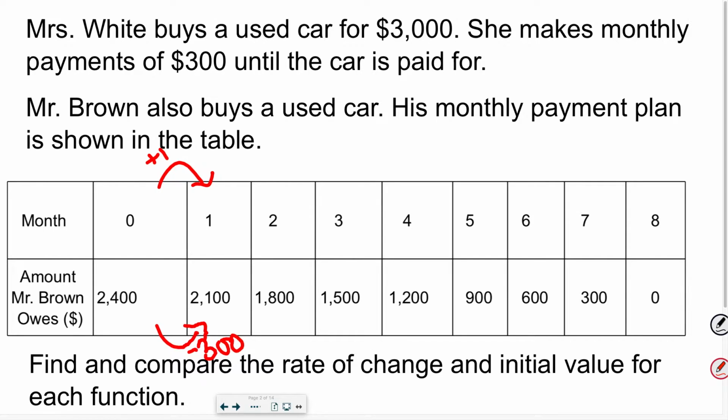So for every 1 month, we're decreasing $300, because that's the amount that Mr. Brown owes. And every month, what is he doing? He's paying $300 for every 1 month. So the debt he has is going to decrease over time, because as he pays them money, he owes them less and less.